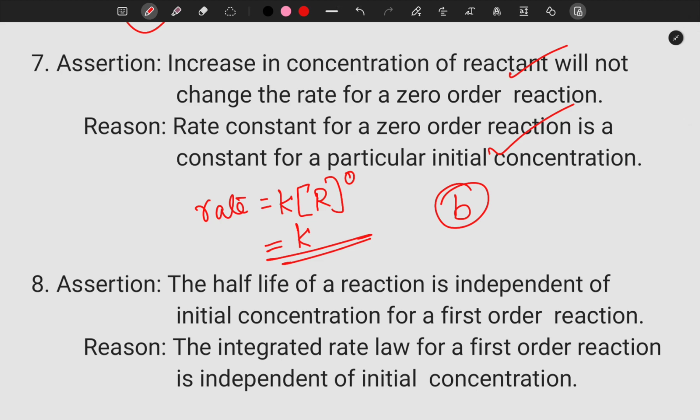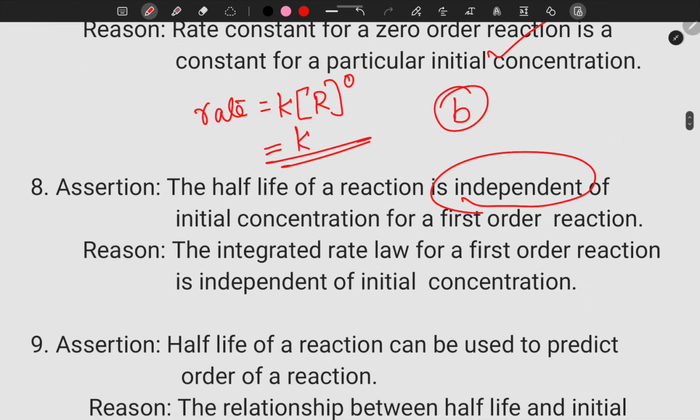Now, eighth question. The half-life of a first order reaction is independent of initial concentration. T half is equal to 0.693 by K. We cannot see any concentration term in the T half equation. So this statement is correct.